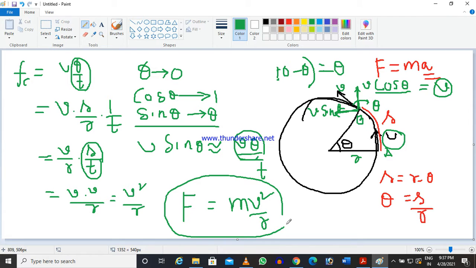So if a particle is rotating along a circle of radius r, then the centrifugal force experienced by the particle is mv square by r, where m is the mass of the particle and v is the velocity of the particle through which it is rotating along the circle. Okay, so hope this concept is very clear. Now we will learn the second topic.